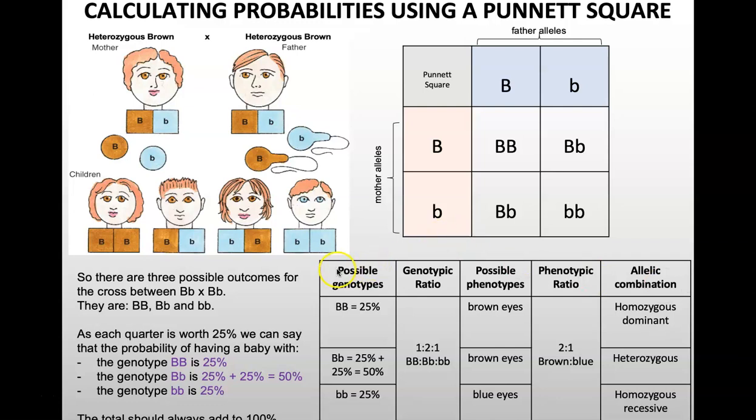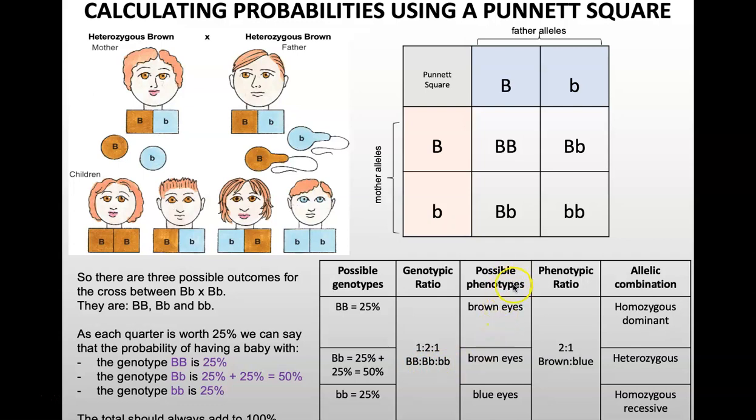So we're going to list all the possible genotypes. In this case, there's 3 possible genotypes, and we look at listing their percentage probability as well. And then from the possible genotypes, we try and convert that into a ratio. So here we have the ratio of 1 to 2 to 1 for the dominant brown eyes, the heterozygous brown eyes, and the recessive blue eyes.